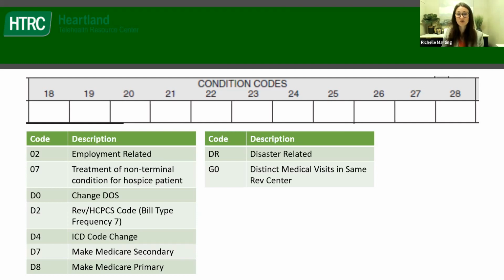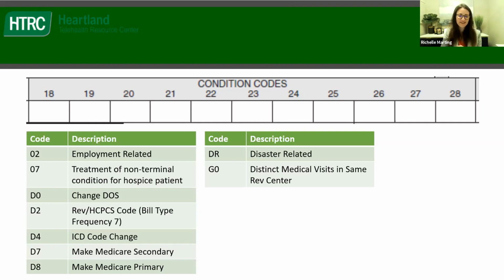If we're doing a corrected claim, we may indicate what we're correcting by adding a condition code. We might say we're correcting the date of service, or revising the revenue or HCPCS code on the claim. In those instances, if we go back up to the bill type, that 4-digit bill type with a leading 0, a 7, a 1, or a 7, depending on whether you're an RHC or an FQHC, the 4th digit must be a 7. That indicates a corrected claim if we're using condition code D2 on the UB04.